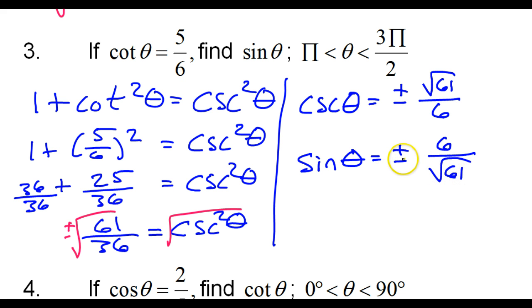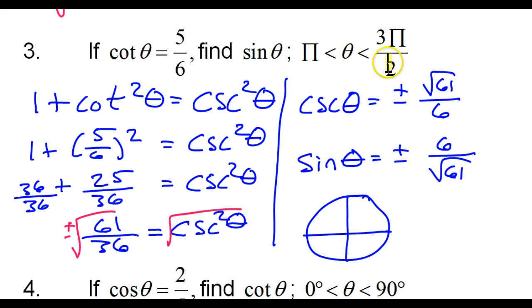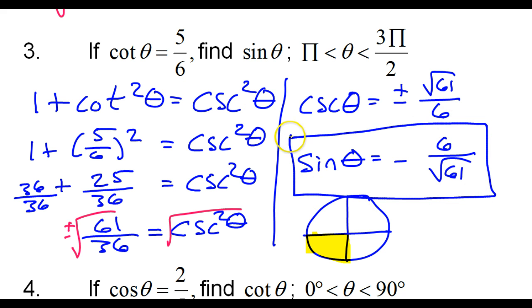To decide whether we're going to go with the plus or the minus, look at the quadrant that we're in. When they say between pi and 3 pi over 2, well, here's pi, here's 3 pi over 2, so that means we are right here. And sine is definitely negative in this quadrant. So we're going to go with negative 6 over radical 61. Okay, so that is how you do number 3.